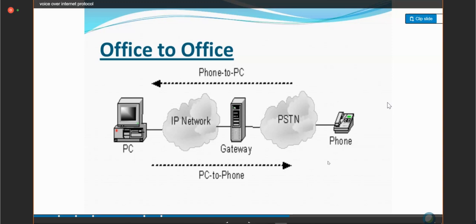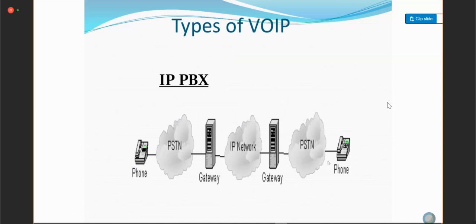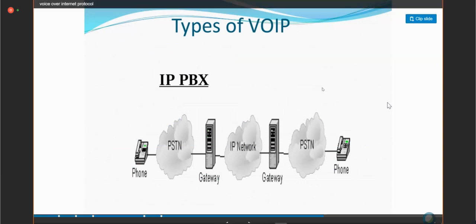Okay, next are the types of VoIP. For office to office, the advantage is that it is free: intra-office calls are free since the company already has the network. If you go to your office, they have IP phones at no cost, because they are taking a leased line for internet. Behind your desktop, you will see that an IP phone is connected. There are no charges. Next, PSTN to gateway, gateway to PSTN, and then phone. So here multiple IP-based systems; these gateways are VoIP gateways, IP gateways.